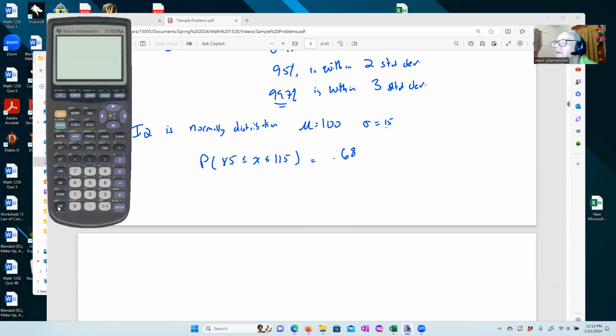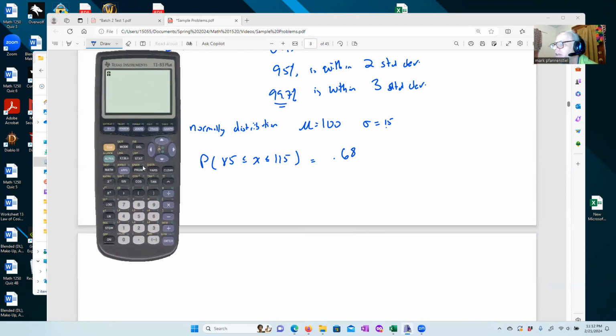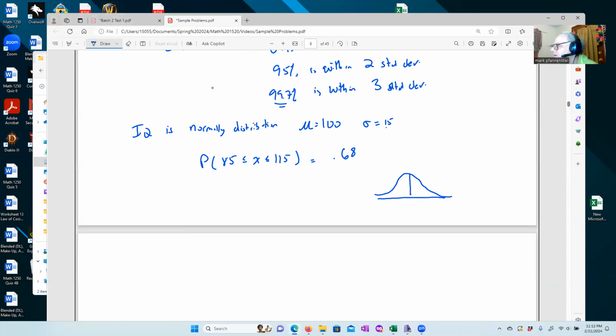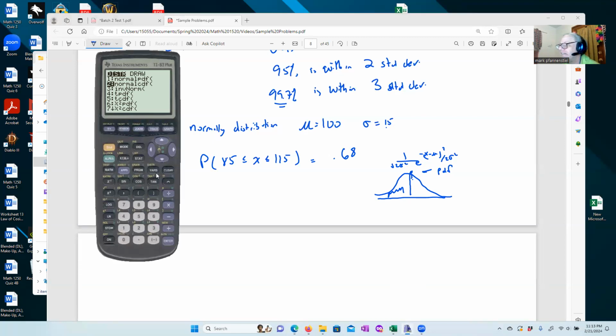The way you do this is you hit distribution. Second function, see it says yellow distribution there, and we're going to go to norm CDF. This is going to be the area under the curve. What the PDF is going to calculate is the value e to the negative (x minus mu) squared divided by 2 sigma squared, times 1 over the square root of 2 pi sigma squared. It calculates the value that's on the top here. We don't really care what the y value is for this function. What we want is the area under the curve up to a certain point or between 2 certain points. So we're going to go to the CDF, that stands for cumulative distribution, and that is where you are actually integrating.